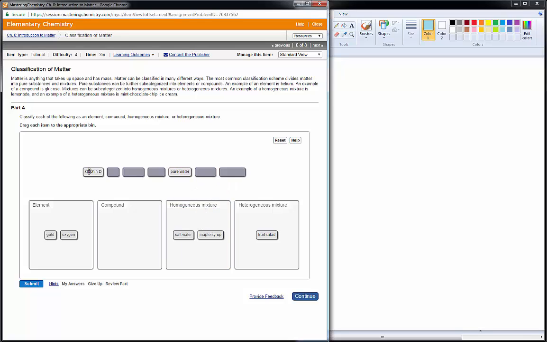And then these two, water and vitamin D, are not elements. They're not on the periodic table. Water is a compound, and so is vitamin D. You should know that water is a compound. Vitamin D, you might have to look up if you were not sure what that was made of.